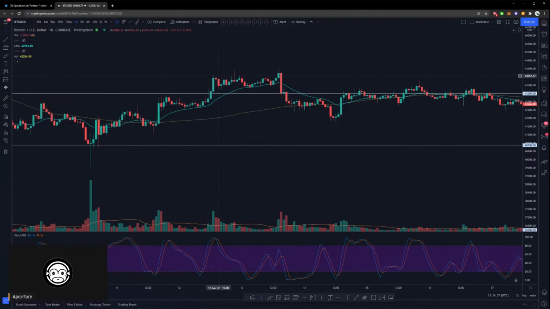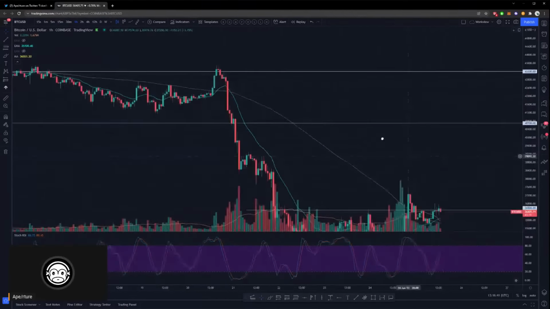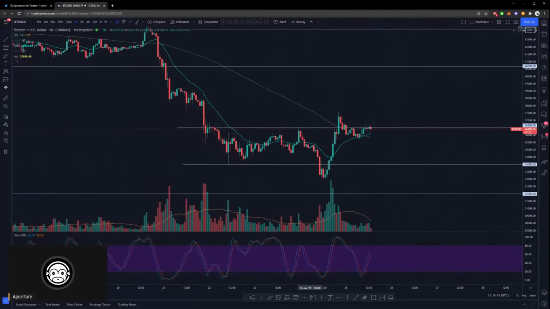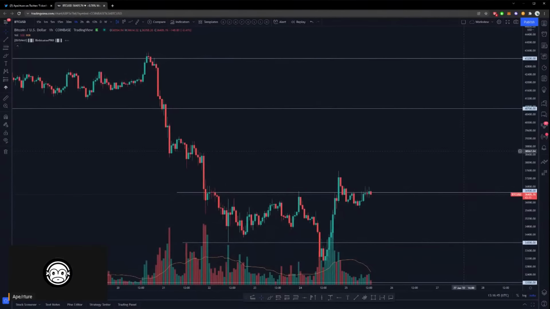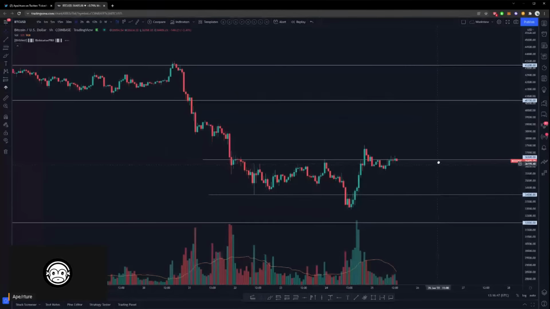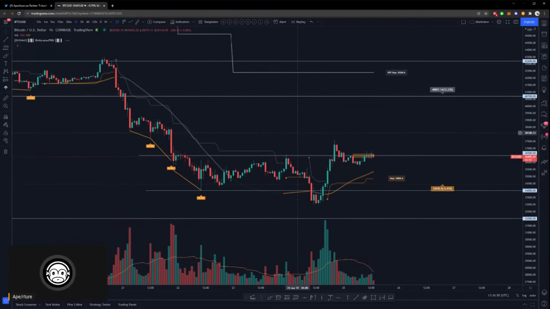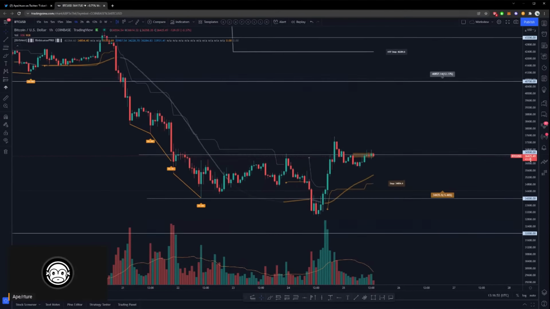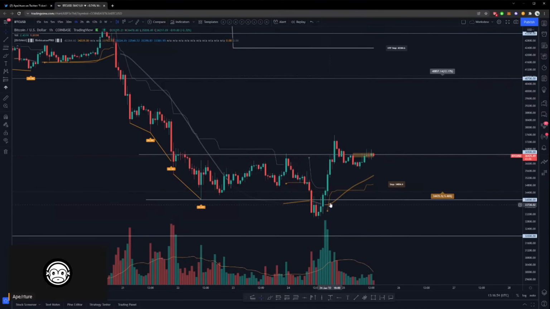and then at least has a smaller move up. So I think that's what I'm looking for on the lower time frame, the 1 hour chart in this case. But for now, I would consider this. From here the move was really bullish.